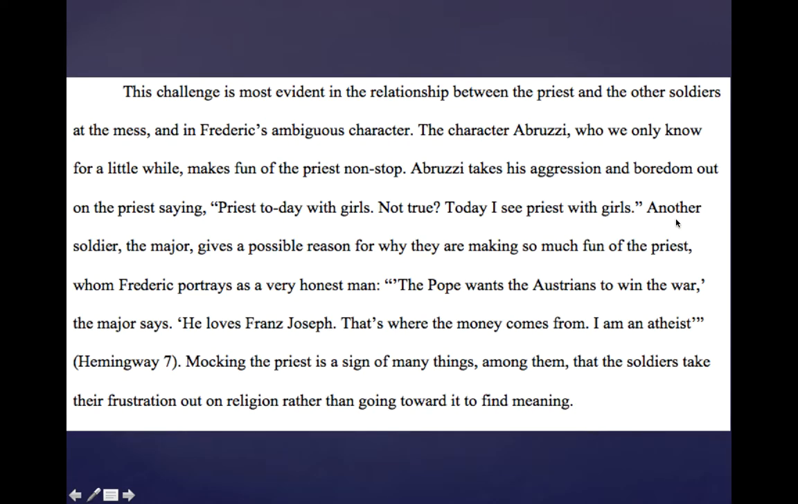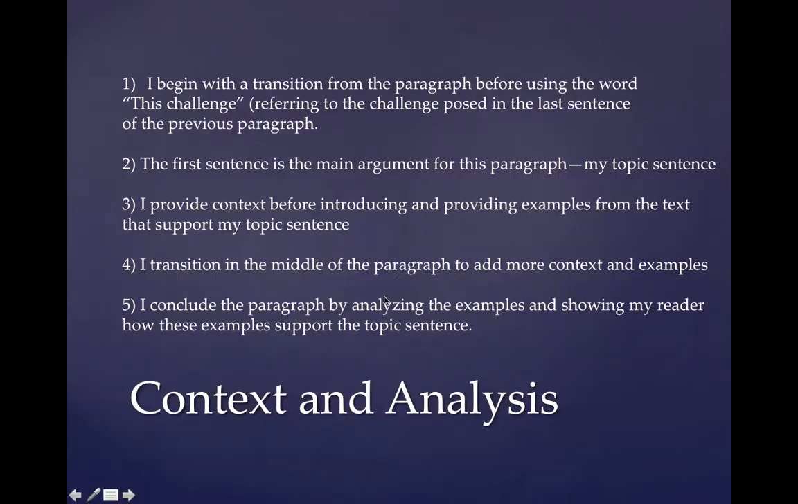So if you look back, the transition is here. Another soldier, the major, gives a possible reason for why they are making so much fun of the priest. So again, this is an example of making fun of the priest, and then this is my transition to the next quotation, showing the reason why they are making fun of the priest. I don't just say they make fun of the priest and then not provide an example, because my reader might say, I don't know if they do make fun of the priest. I have to convince my reader that they do make fun of the priest and then show why.